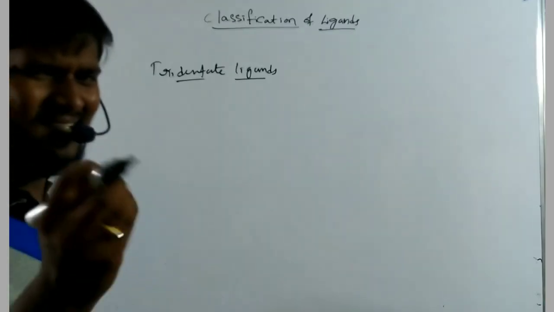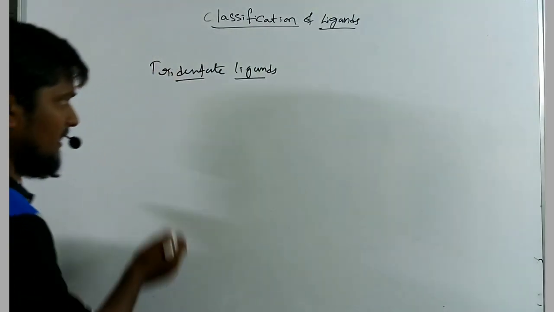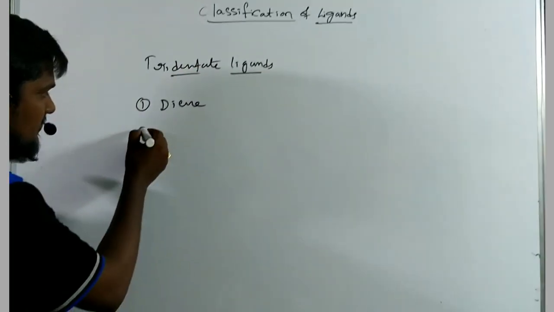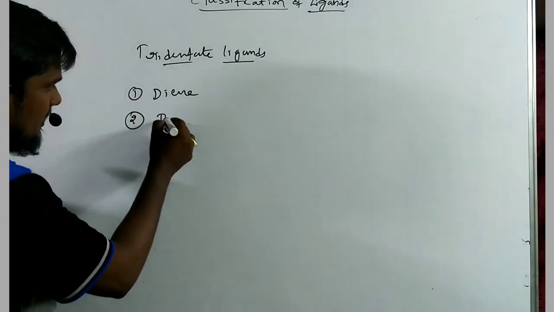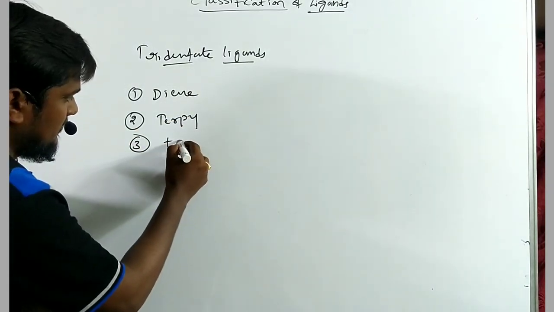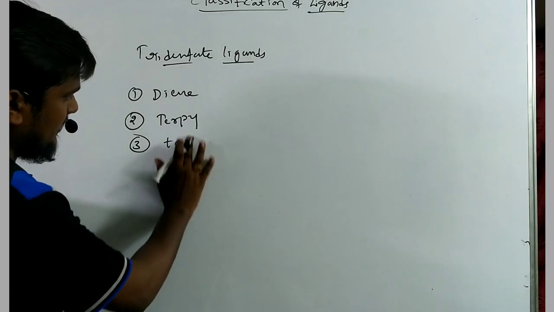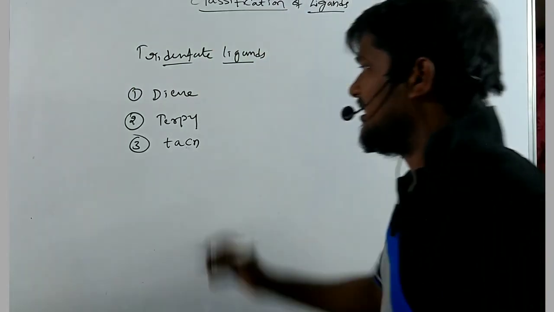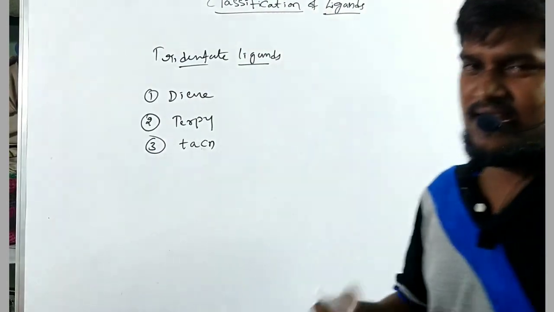Tridentate ligands. Now we discussed just three ligands from tridentate. One is dien, another one is terpy, third one is TACN. The first one, the structure is dien, that means diethylene triamine.